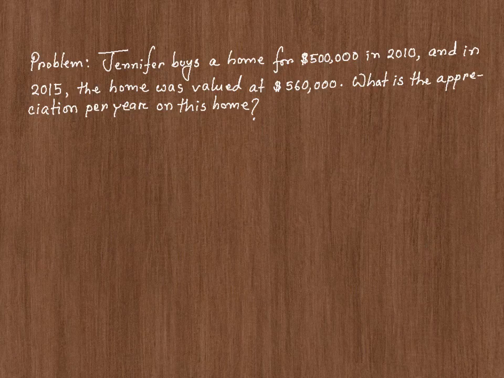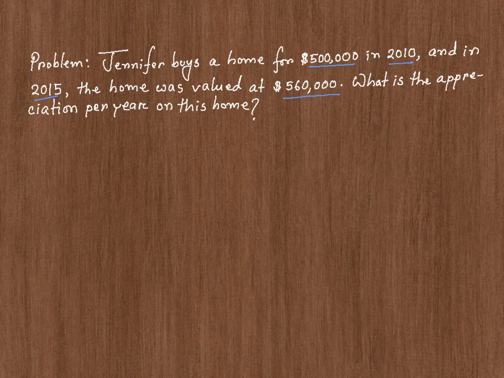In this video, we are going to solve a problem that requires the usage of slope formula or the concept of slope. The given problem is this. Jennifer buys a home for $500,000 in the year 2010. And in 2015, the price of the home is valued at $560,000. That means the home appreciated over the 5 years.